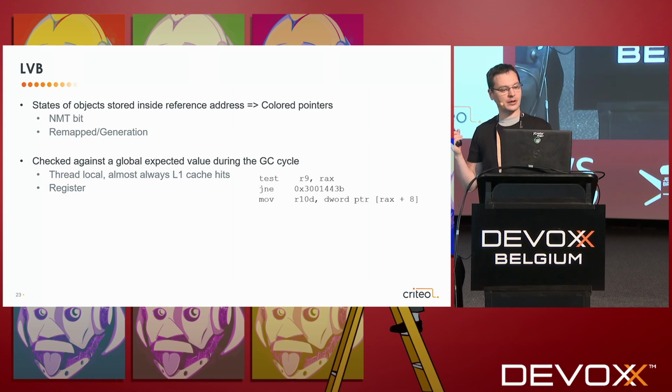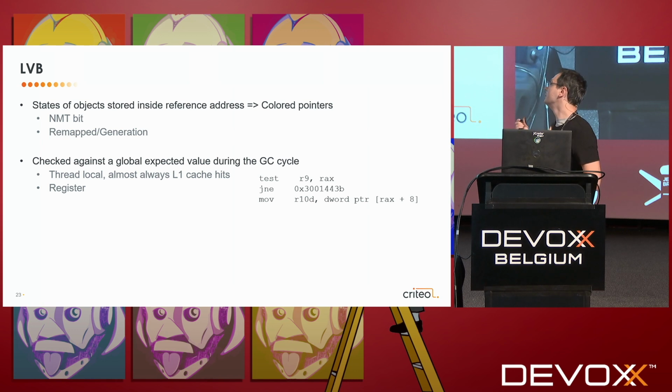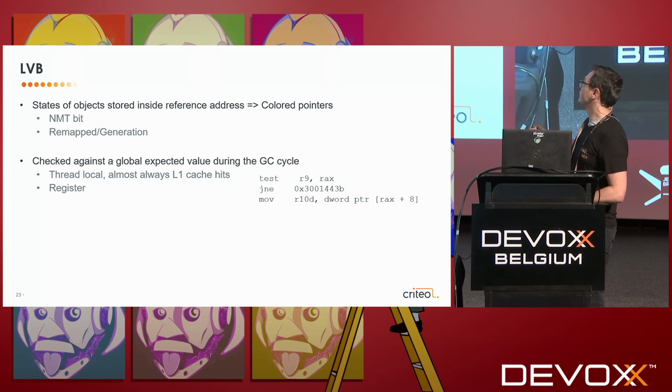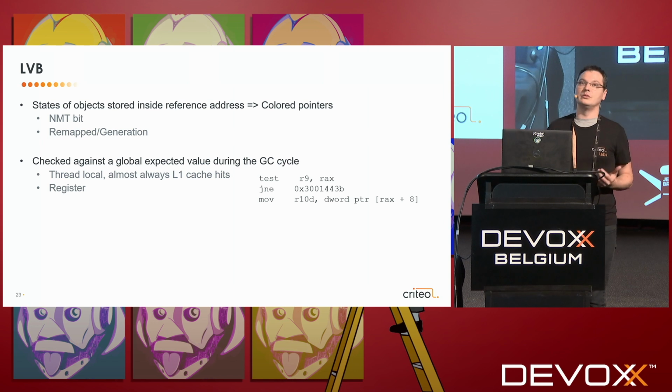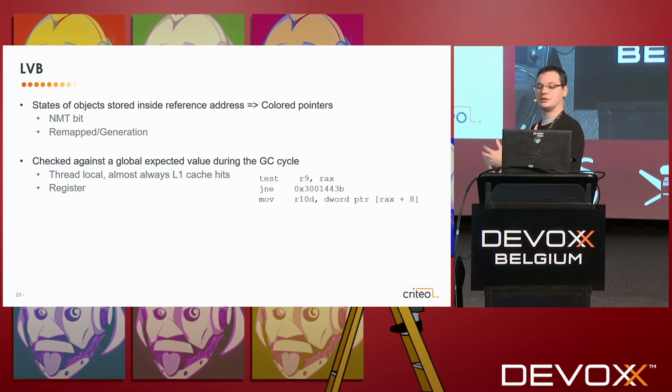So with the register, you have this code emitted by the JIT for each load of a reference. We're just testing the address of the object against R9, which is the global state, what is expected by the GC for this object. If this is not good, we jump to a slow path, or else we just access the field of the object.